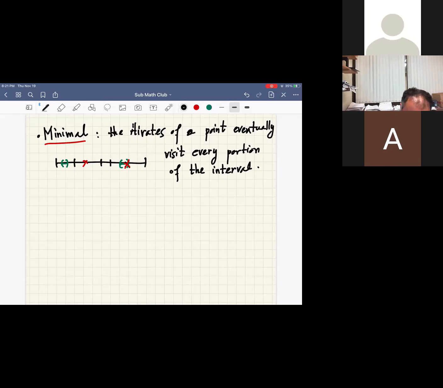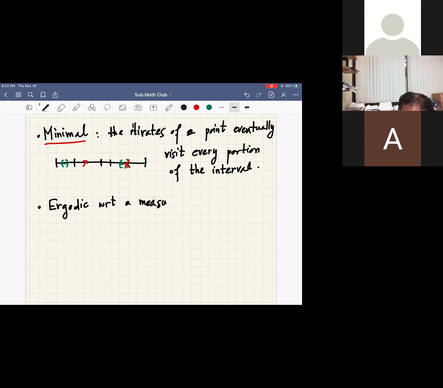Another thing which one might ask about this dynamical system, and also these two, this minimality and what I'm going to say in a moment, these are quite general notions which you can ask for any other dynamical system, which you might visit later on. So one can also ask whether it's ergodic with respect to a measure.